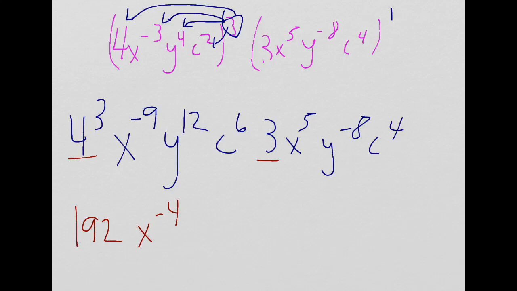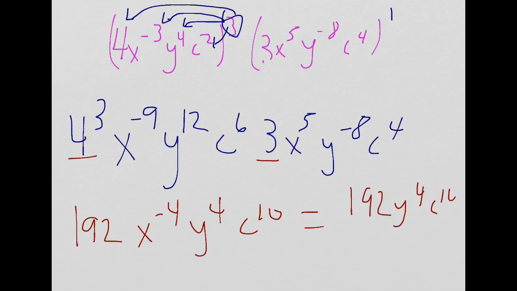Then if I add negative 5 plus, listen, 12 plus negative 8 is 4, and then 6 plus 4 is 10, so c to the 10. If I have a negative exponent, where has it got to go? I don't want a negative exponent. It goes under a fraction.